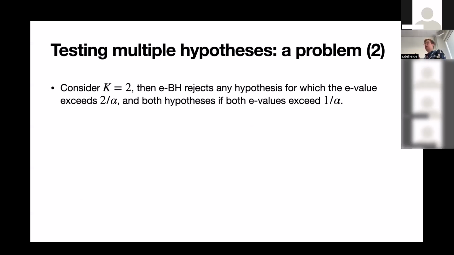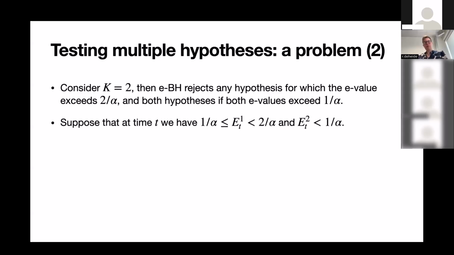Now consider that we have 2 hypotheses. Then you can see that EBH rejects any hypothesis for which the e-value exceeds 2 over alpha, and both hypotheses if both e-values exceed 1 over alpha. Now suppose that at time t, we have that E1t is between 1 over alpha and 2 over alpha, and E2t is smaller than 1 over alpha.